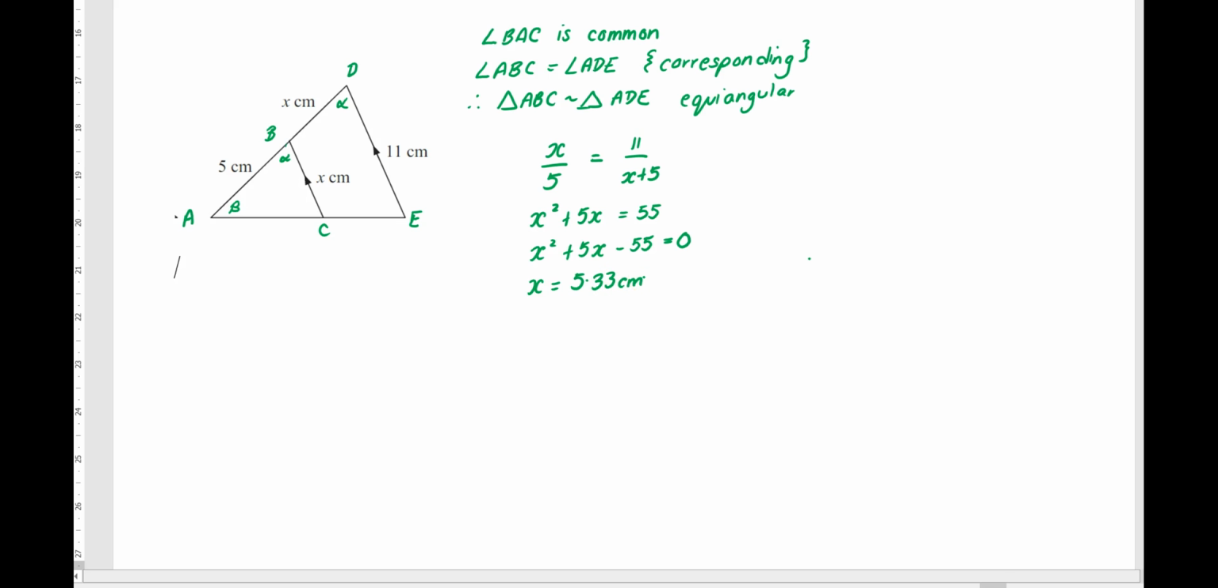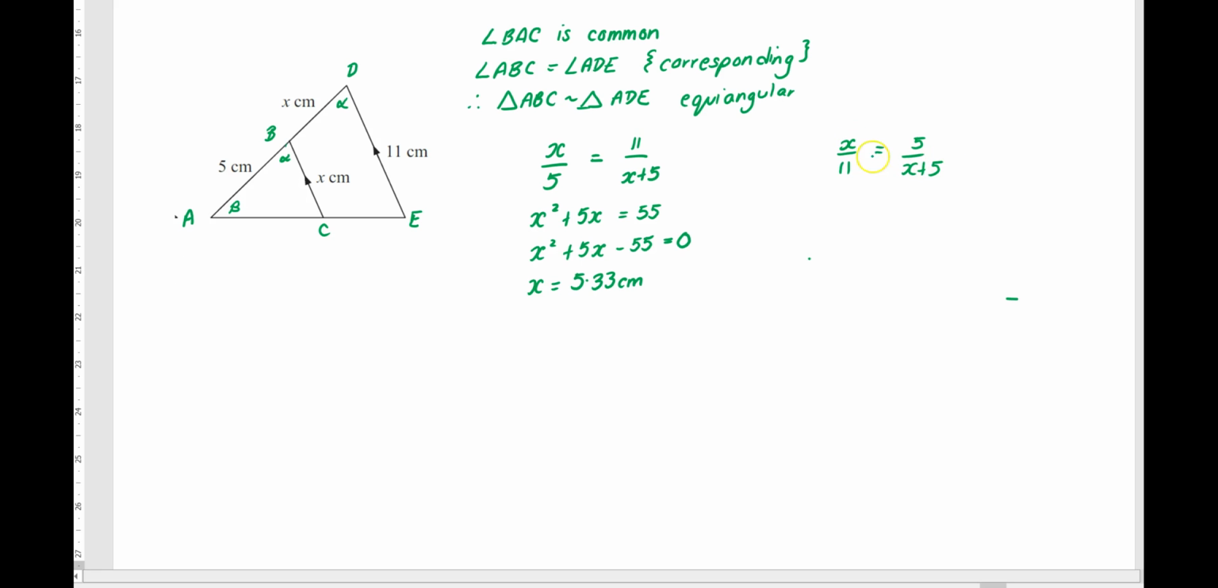Okay, and remember you can do it several different ways. Some people like to take the small triangle, look at their ratios and then get it from the big. But if you wanted to go just the common sides, the corresponding sides, you could go x over 11, and then start with the small, so that would equal 5 over the length of the big triangle, which is x plus 5.